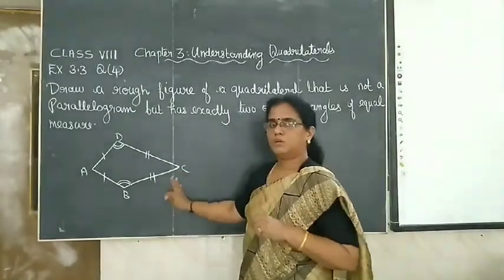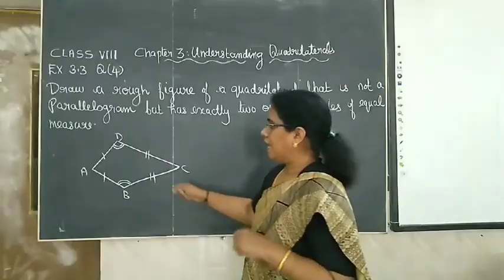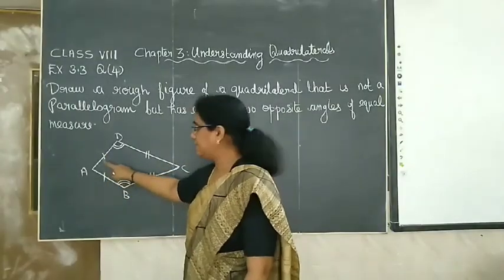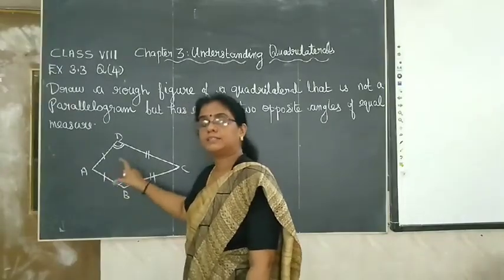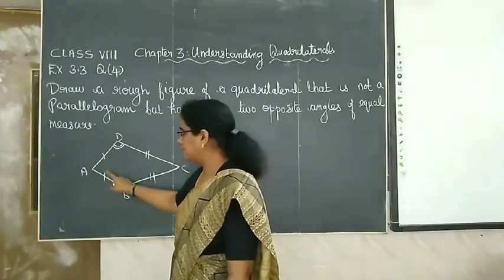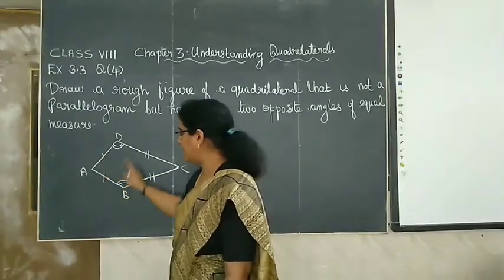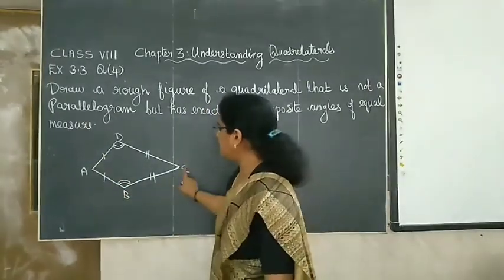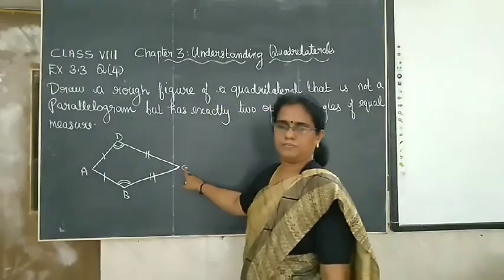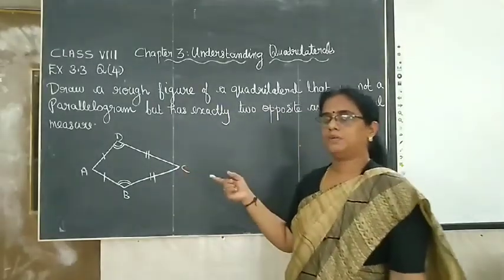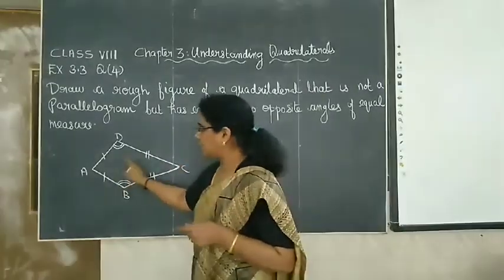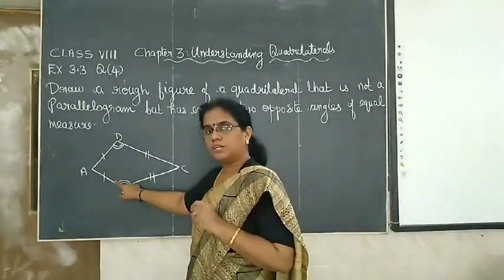The speciality of the quadrilateral kite is that adjacent sides are equal, not opposite sides, adjacent, nearby sides. Adjacent sides means nearby sides are equal. These two, AD and AB are equal, and BC and DC are equal. Therefore, it is not a parallelogram. Parallelogram means opposite sides are equal. Here, these two opposite sides are not equal.